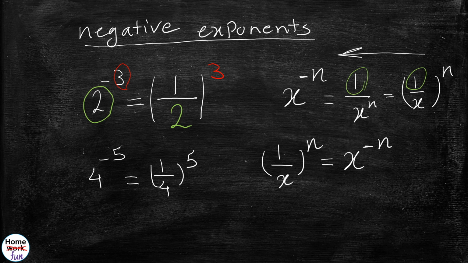So if I have a fraction that has a numerator x to the power of a over y to the power of b, I can write that as x to the power of a times y to the power of negative b.